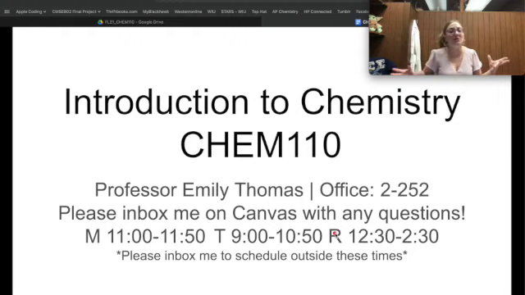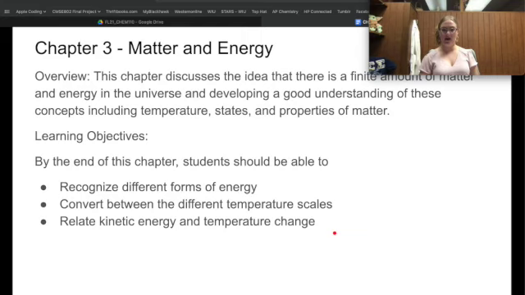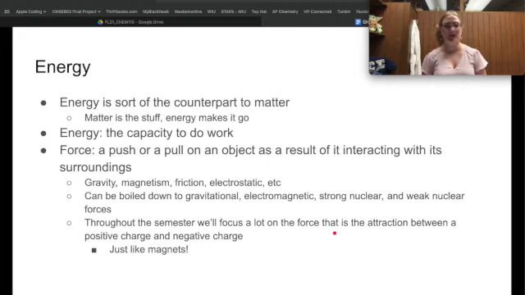So if you haven't noticed, we've spent a lot of time talking about matter, but the chapter is called Matter and Energy. So this last part 3 here is going to be a bit of our discussion about energy. We're going to talk a little bit about different forms of energy, what energy is, how we can convert between different temperature scales, and how we can relate kinetic energy and temperature change to each other. So that being said, let's get into it.